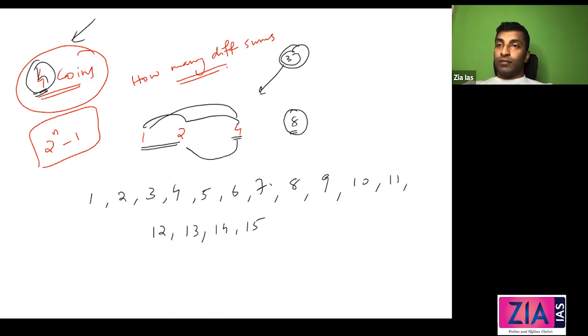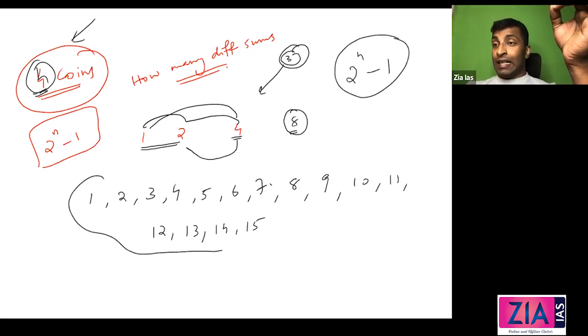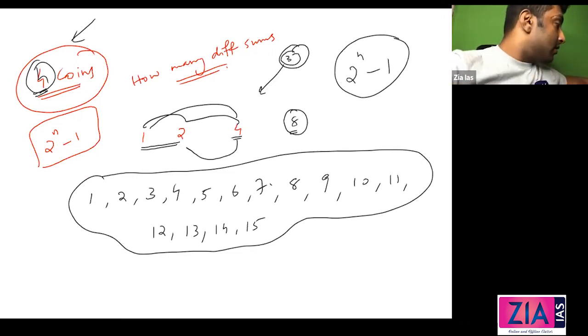So 4 coins, how many sums? 15. How are you getting it? 2 raised to 4 minus 1. Guys, don't even try to write this in exam. In CSAT, it's okay. I told you already, you're getting 4 minutes and you can do that. But even then, manually calculating this is not actually possible in exam. Just give me 1 minute, guys.